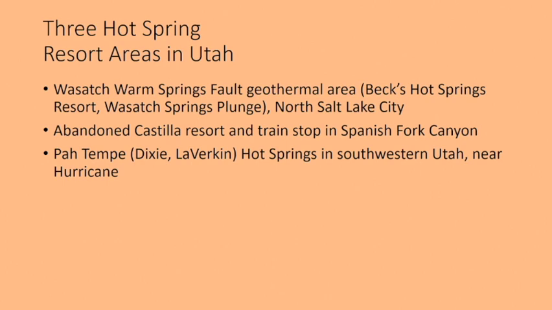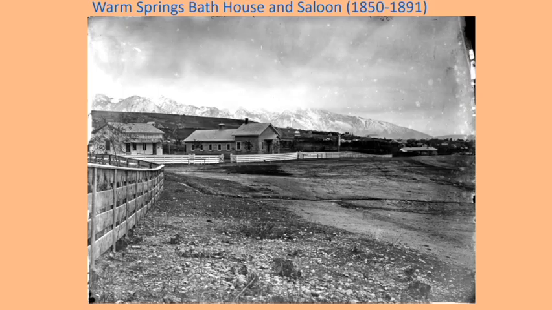So there's the Wasatch Warm Springs Fault, Beck's Hot Springs, Wasatch Springs. If you're from Salt Lake, you're familiar with this area. It was a really big deal when the pioneers first came to Salt Lake. It was a place to bathe, and they had big communal bathhouses, and you could do your laundry there. This was a bathhouse and saloon, 1850. And you can see the Wasatch Mountains in the background.